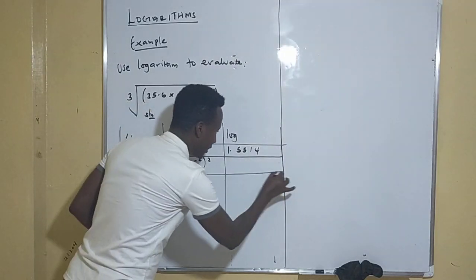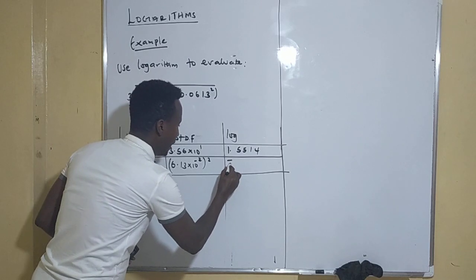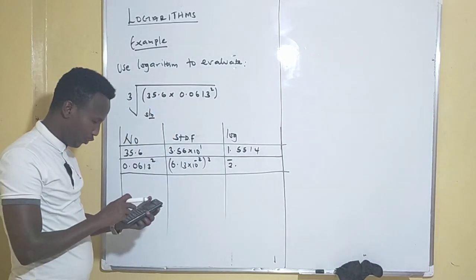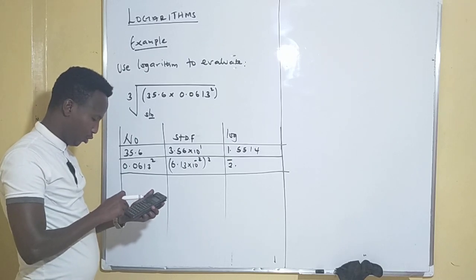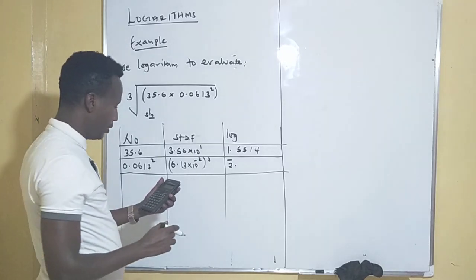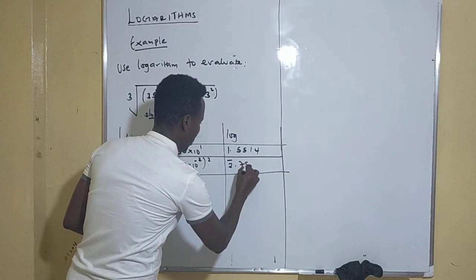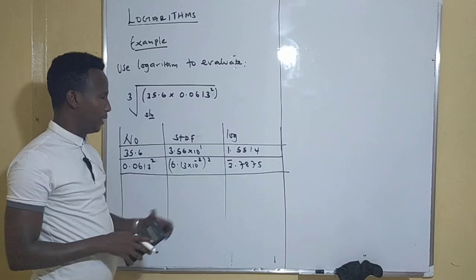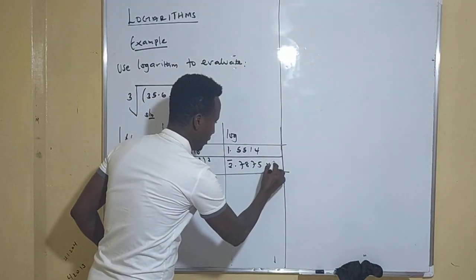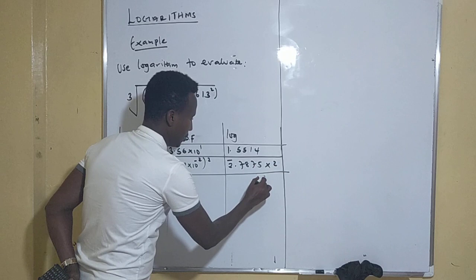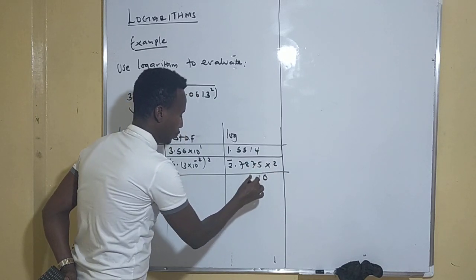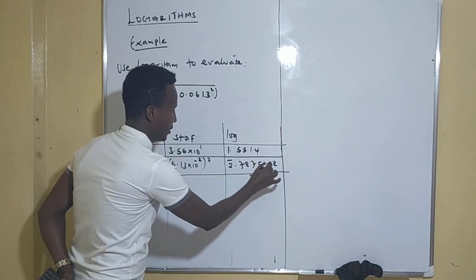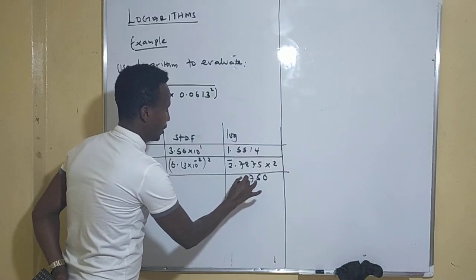Then get the log, say, bar 2. Bar 2 is this one, which is negative 2. Get the log of this one. Say log 6.13, that will give me 7875, okay? So what are you going to do with these two? You multiply, okay? You're going to multiply times 2 now. So this times this, 0 carry 1, 14 plus 1, 15 carry 1, 16 plus 1, 17 carry 1 still, 14 plus 1, 15 carry 1.